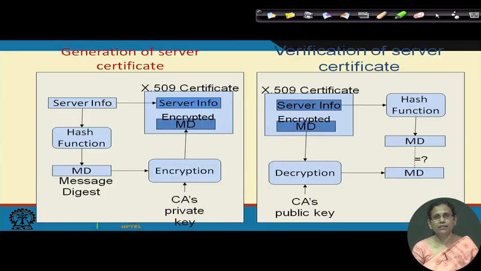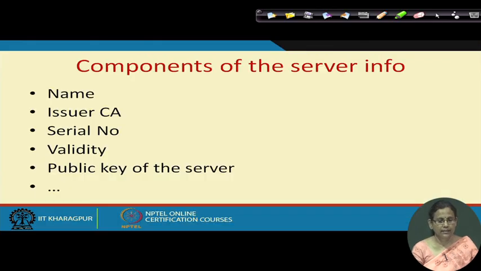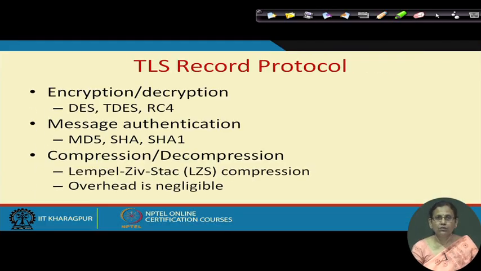So, this is about the digital certificate we already know, and the server shows this certificate to the client to get itself authenticated. Now, look at the TLS protocol details. For bulk encryption and decryption, it uses DES, 3DES or RC4. For message authentication, MD5, SHA, SHA1 and so on. Similarly, for data compression and decompression, it uses certain algorithms as well.